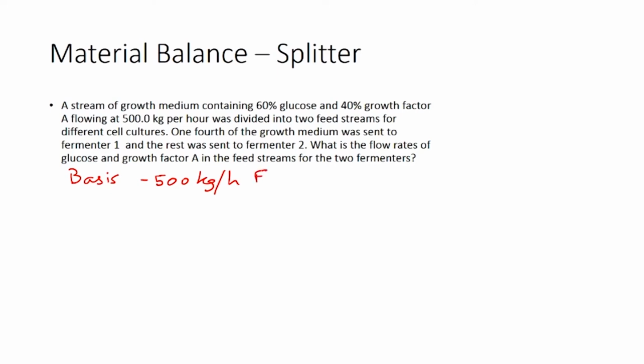Now the next step is to draw a flow chart which would clearly represent the process. So you have one feed stream which is flowing at a rate of 500 kilograms per hour and contains 60% glucose and 40% growth factor A. So this is divided into two streams which we call the splitter exits. The first exit we will say has a flow rate of F1 kilograms per hour and the second one can have a flow rate of F2 kilograms per hour.